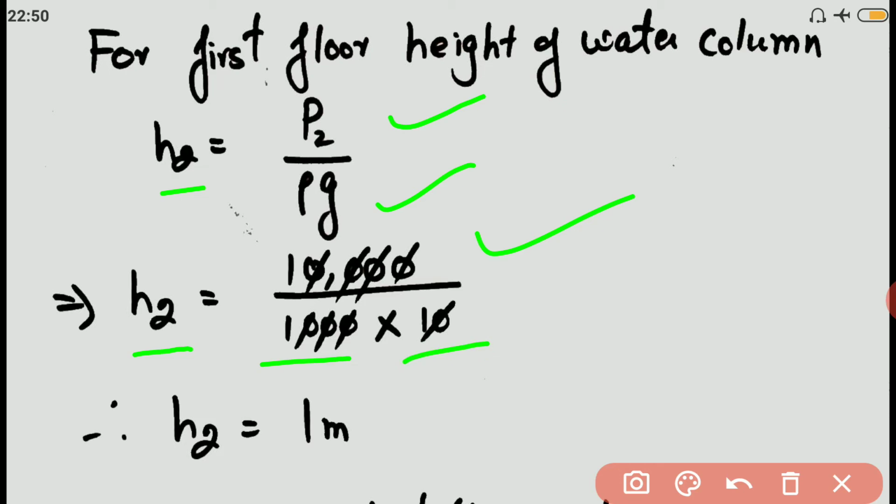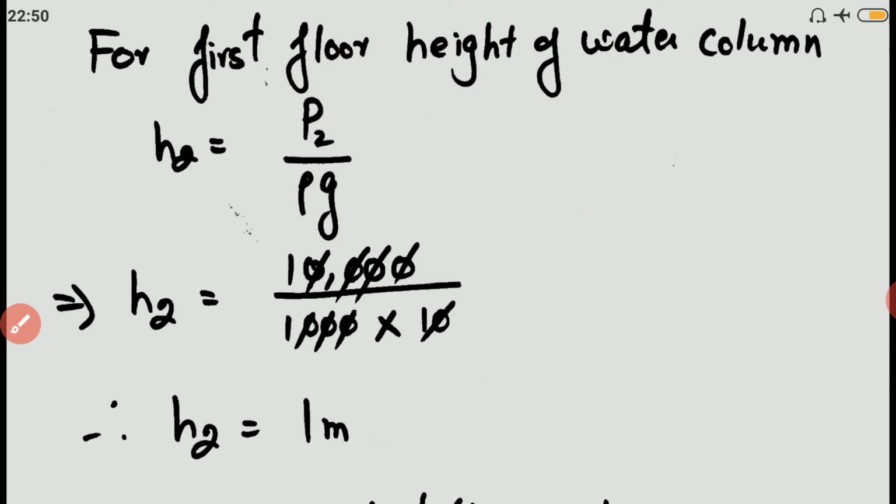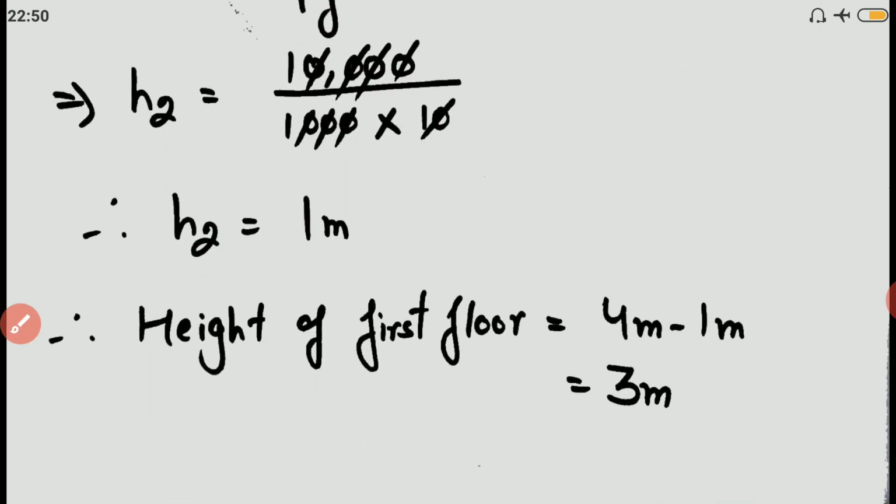I haven't used the units here because, as you all know, after cancellation I shall get meter only, because I am calculating the height. So after cancellation I am getting 1 meter. So what should be the height of the first floor? The height of the first floor should be 4 meter minus 1 meter, which is 3 meter.